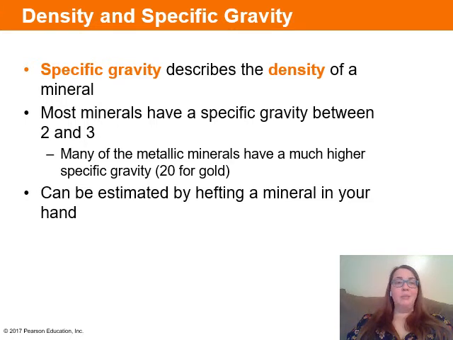And there are some complicated ways to figure out exactly what your specific gravity is, but the easiest way is just to hold two of them, one in each hand. You want them to be relatively the same size. You just want to see if one feels heavier than the other inside of your hand. If they're the same size and one feels heavier, that means it's denser and therefore has a higher specific gravity.